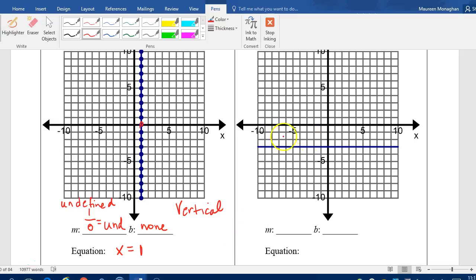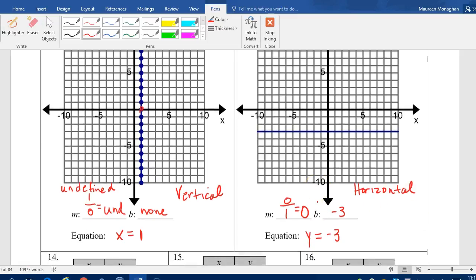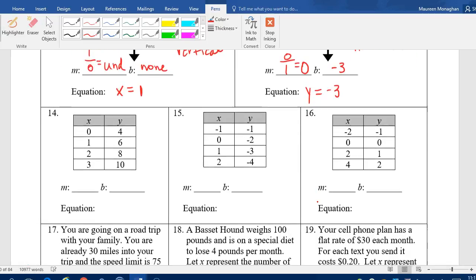Okay? Then we have a horizontal line. The horizontal line doesn't rise, but it runs 1, 10, whatever. The slope is 0. It crosses at negative 3. And this is y equals negative 3. So a horizontal line will always have a slope of 0, and you're just going to have one variable involved.